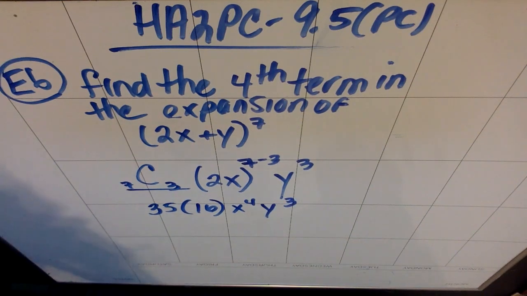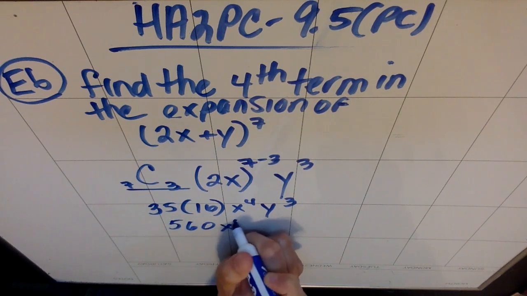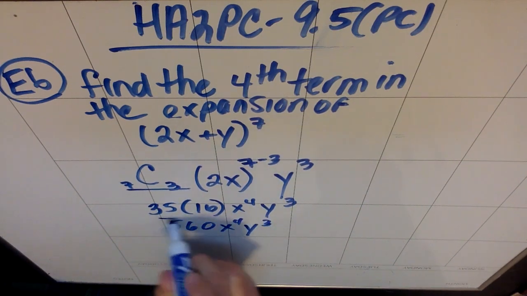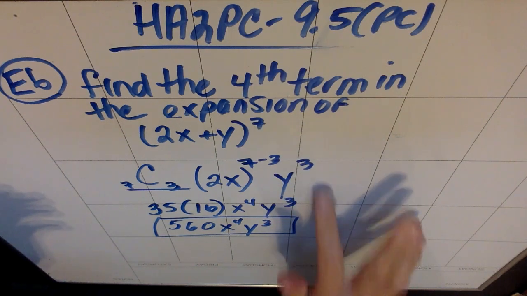And again, no one expects you to do 35 times 16 on your own. You're welcome to if you want, but you don't have to. So you get 560 x to the fourth, y to the third. Notice it wasn't worth writing the full expansion out. You could write the whole thing out and figure out which one's the fourth term, but it's not really worth it.